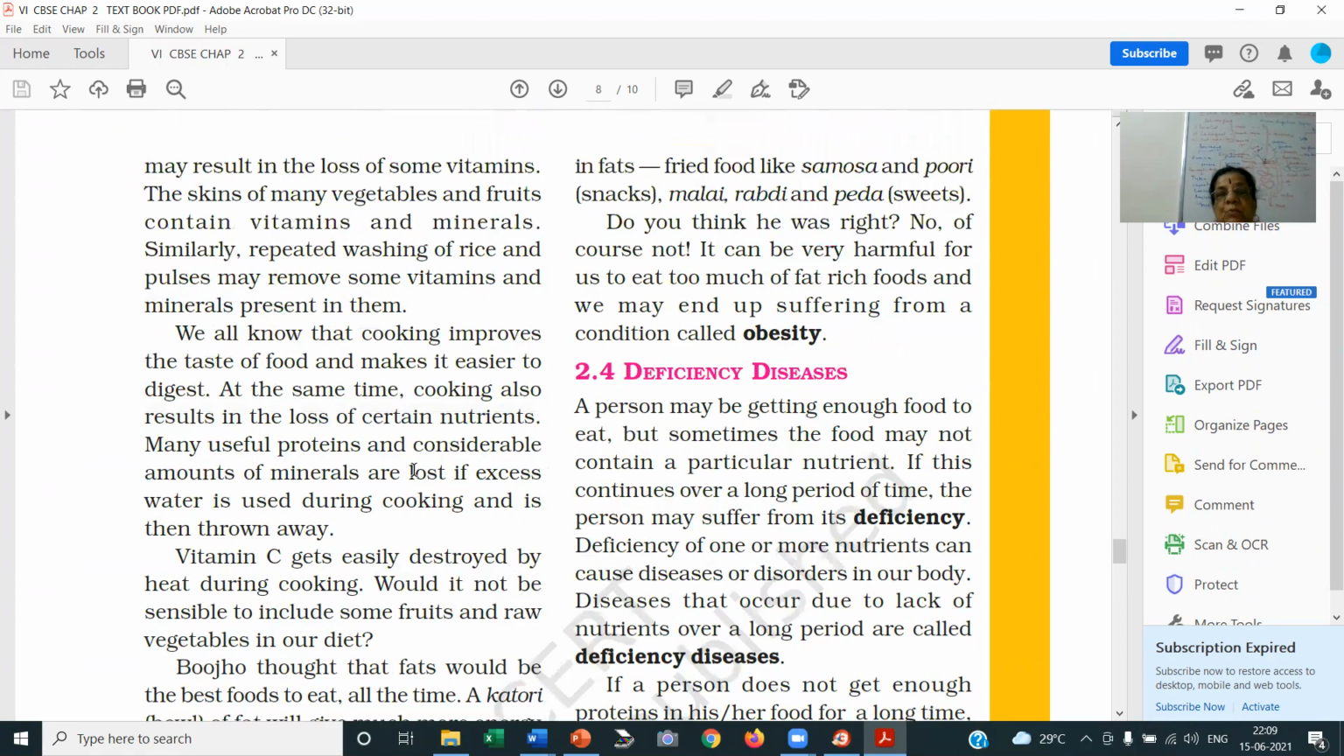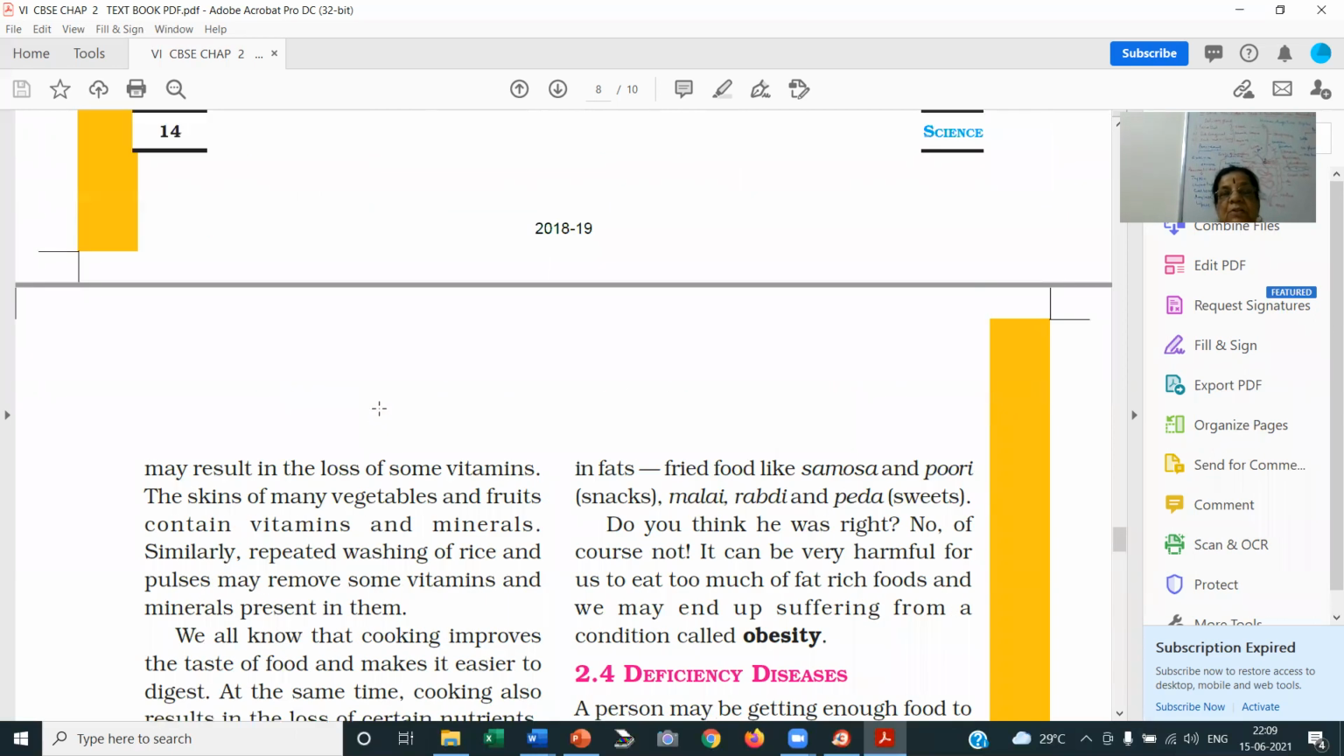And then we come across one more term called obesity. When excess food, especially fat-rich food, is stored in our body as fat, the person will be suffering from the condition called obesity. So the person is called obese. I hope you follow.